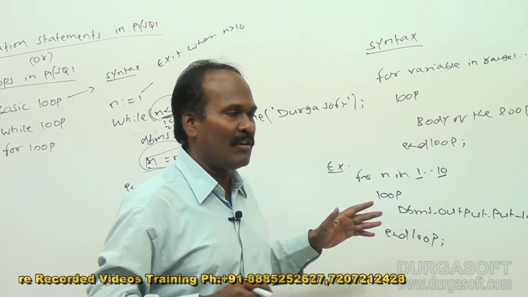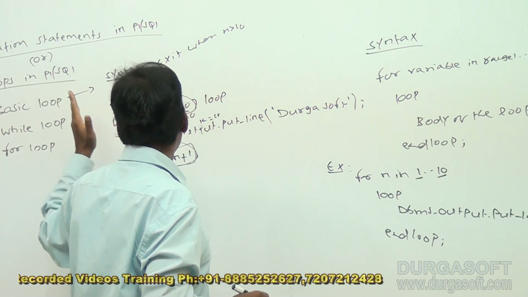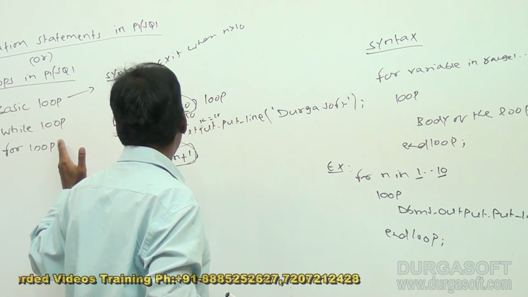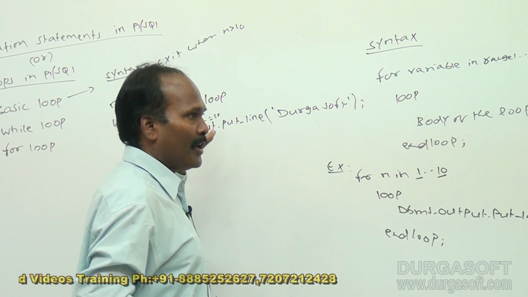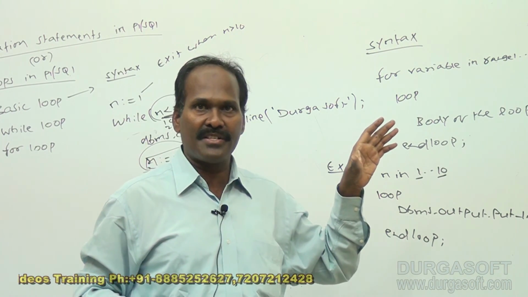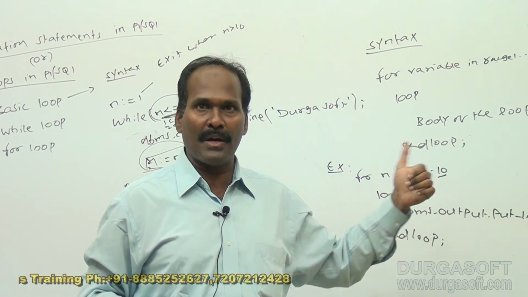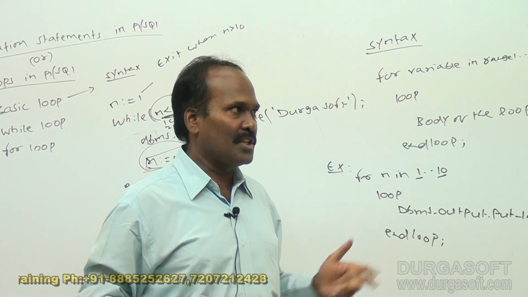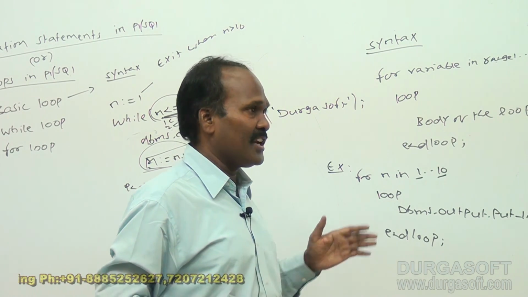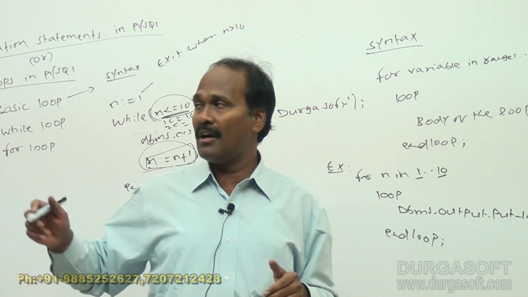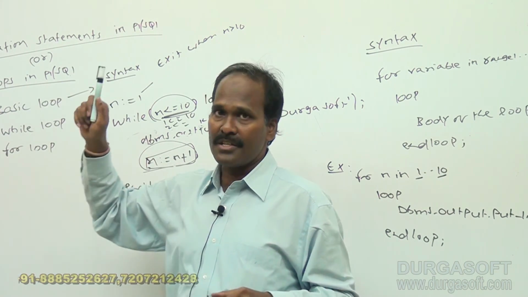So be careful while using the basic loop, for loop and while loop. Use the while loop when you don't know the number of iterations. Use the for loop when you know the number of iterations in advance. So these are the basic differences, syntaxes and examples of loops in SQL.